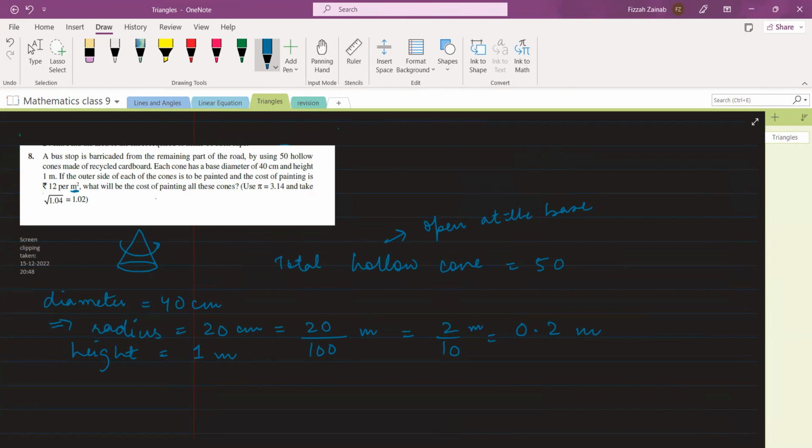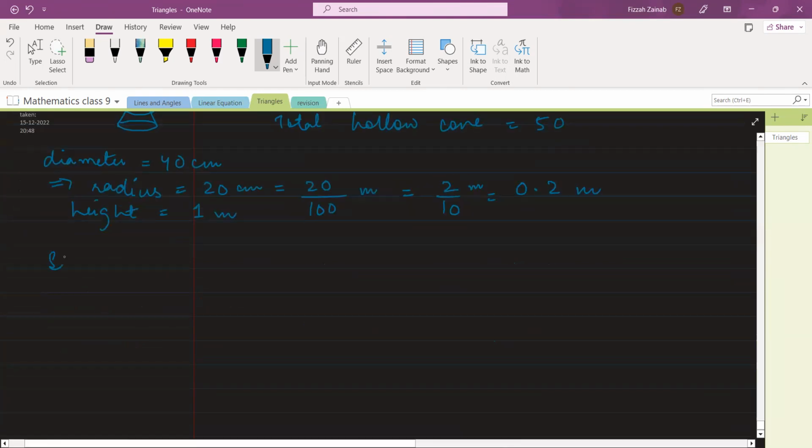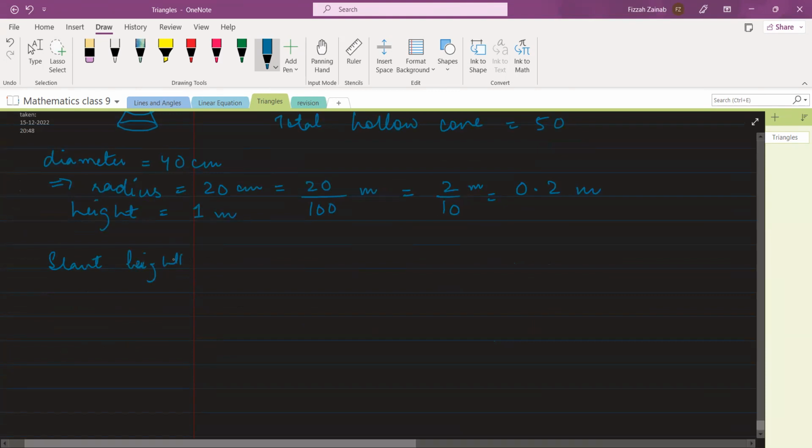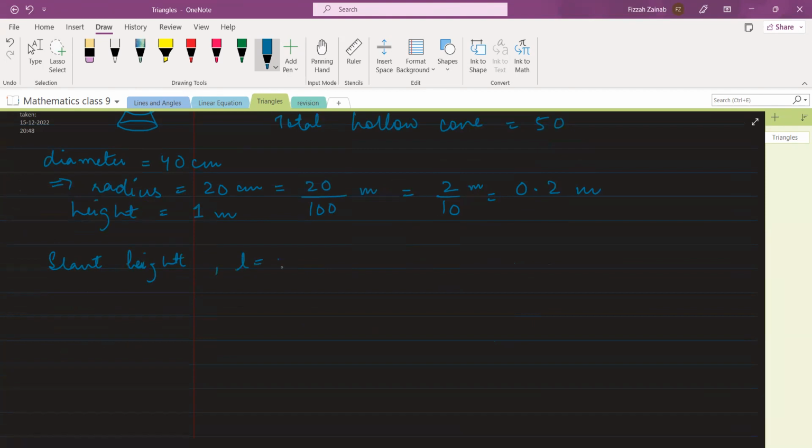Right. Now for curved surface area, let us find out slant height first of all. So slant height l is equal to square root of h square plus r square. So this is square root of h, that is 1 meter, whole square, plus 0.2 meter whole square. Understand? Okay. So 1 square is 1, so it will become 1 meter square plus.